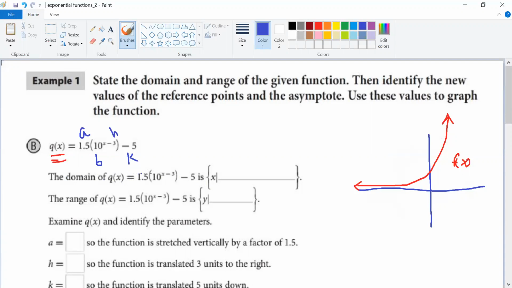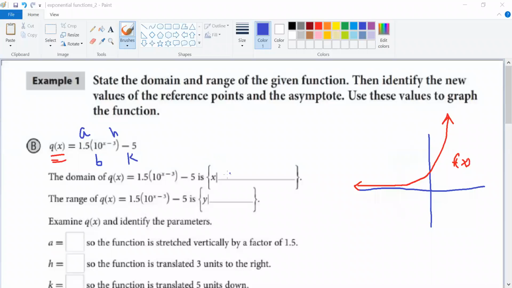Now, the domain of this function is still going to be all real numbers, because you're going to use all real numbers this way and all real numbers that way. As we start from negative infinity in the x, we will go all the way to positive infinity, non-inclusive.